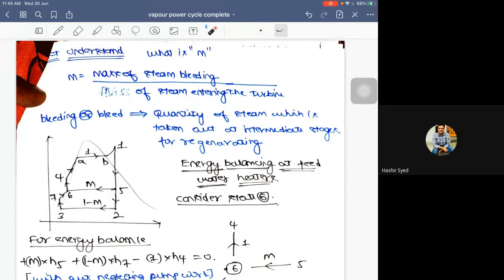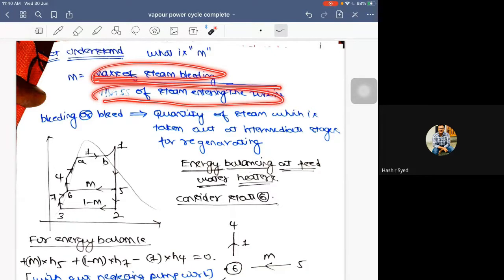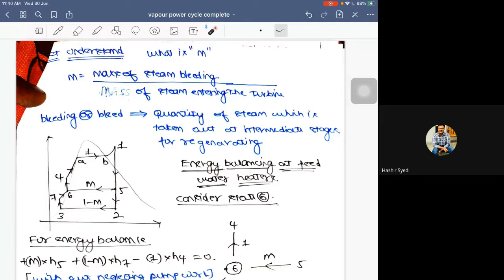Okay, so you have to primarily understand the value of M. How do I calculate it? M is the ratio of the mass of the steam bleeded to the mass of the steam entering the turbine. Let us understand what this is.